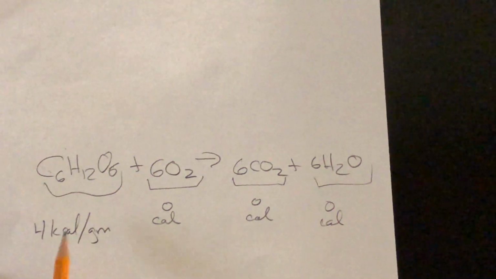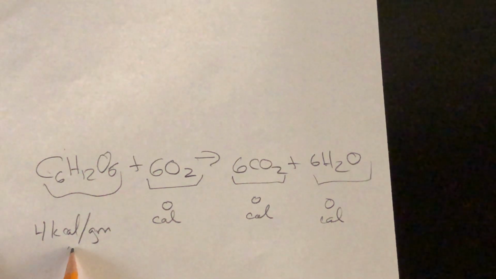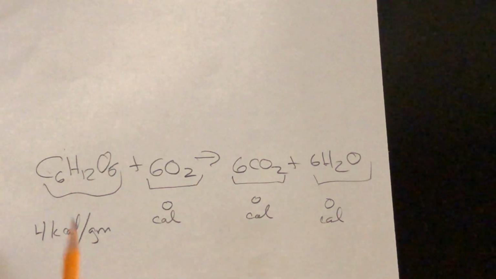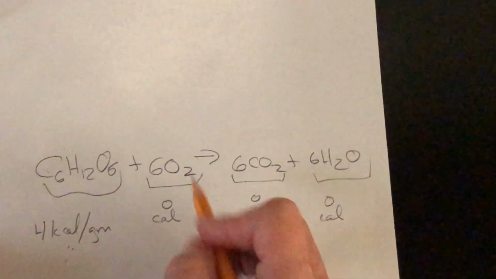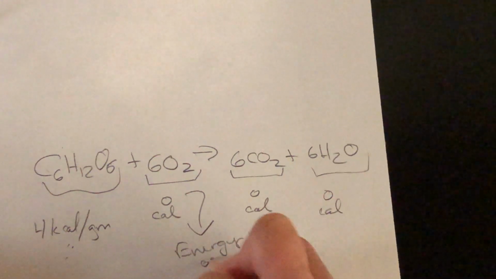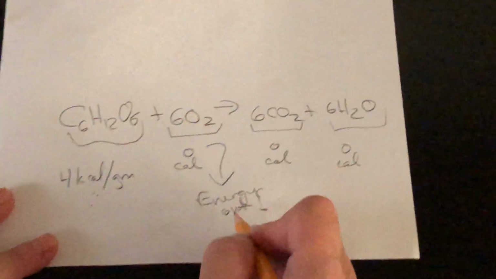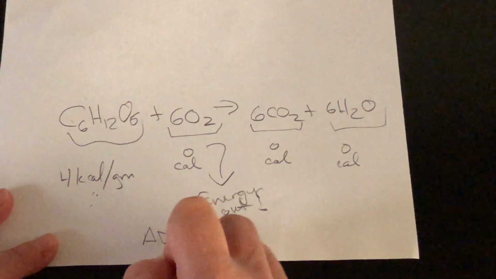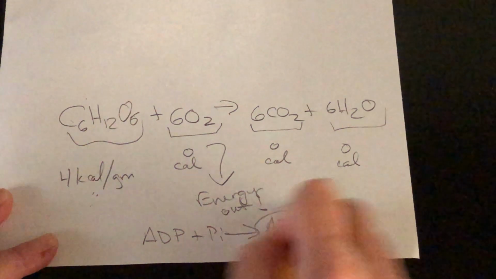So, if you start with a reactant that has measurable energy, and then you end up with products with 0 energy, that means that the energy came out. It came out. And where did it go? The energy was used to take ADP plus Pi and produce ATP, a high energy molecule.